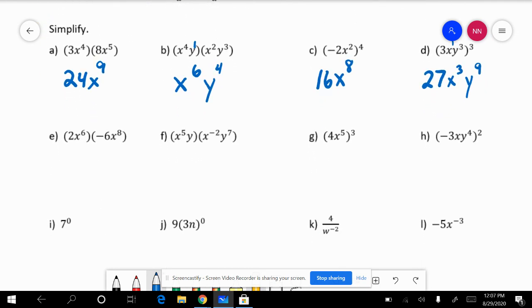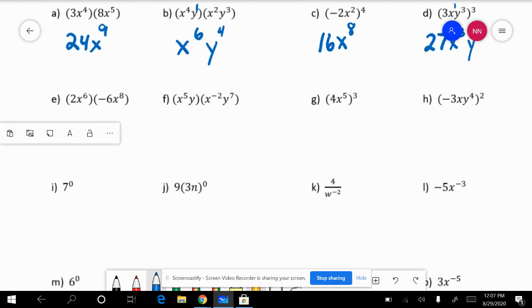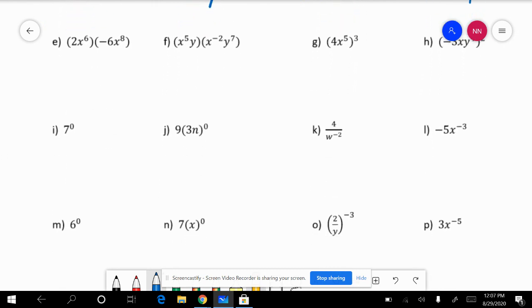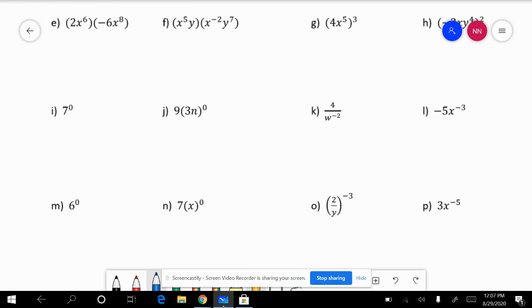Now, what we're going to do is look at our third one, which is the 0. Anything to the 0 is 1, but since the 9 is on the outside, 9 times 1 gives us 9.